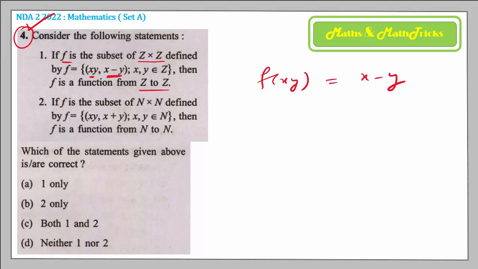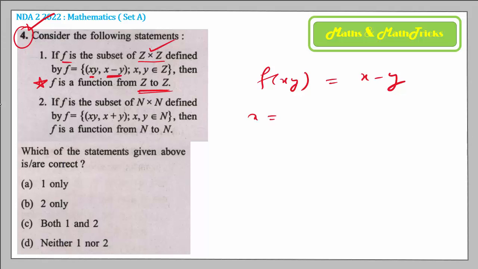You must know the definition of a function: for every input you give, there must be a unique output. So if you can establish a counterexample, then definitely you will verify that this formula will not define a function. And it is so because here they are asking us to check whether this is a function on the set of integers.